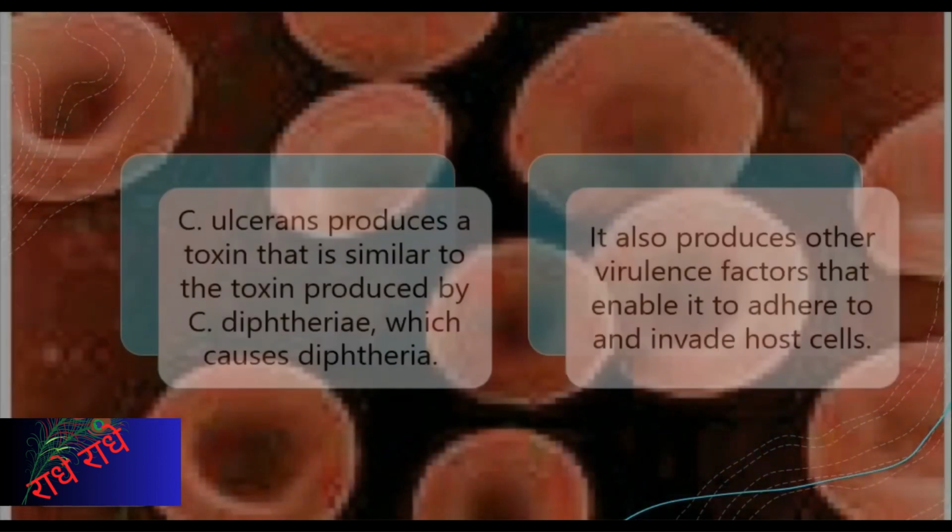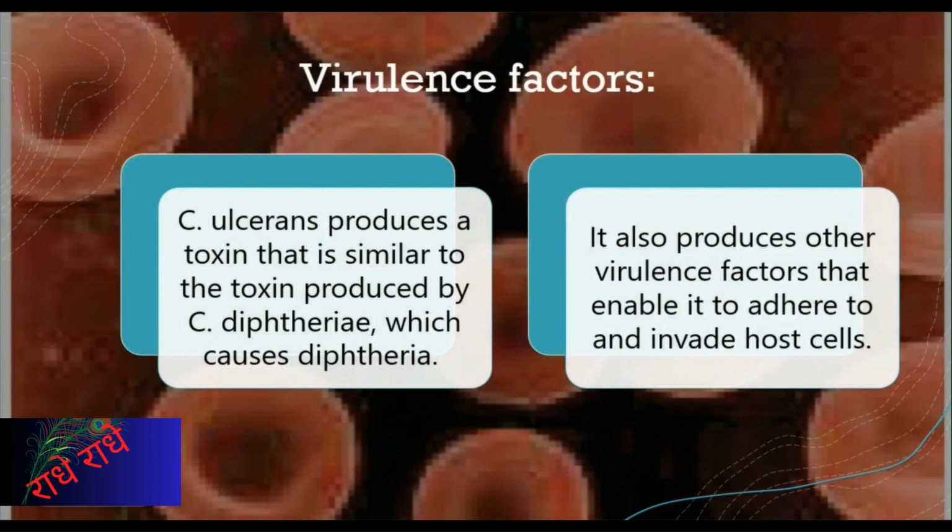The bacteria C. ulcerans has several virulence factors that enable it to cause infection. One of its most significant factors is the production of a toxin that is similar to the one produced by C. diphtheriae, the microorganism responsible for diphtheria. In addition, C. ulcerans produces other compounds that allow it to adhere to and invade host cells, giving it the ability to cause infection.